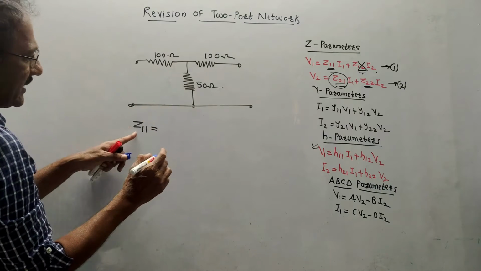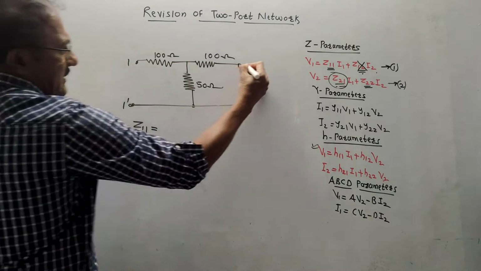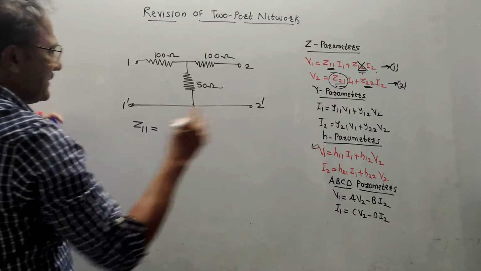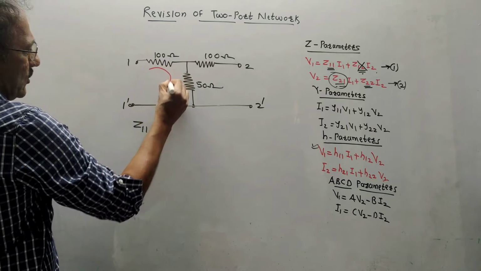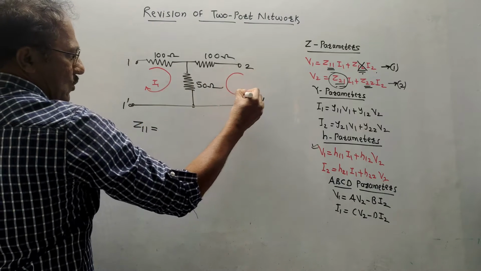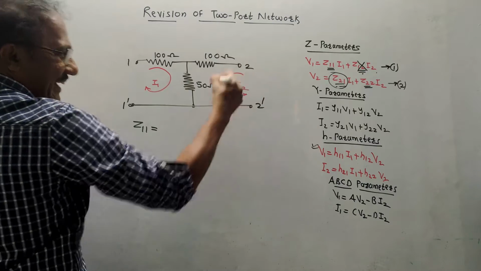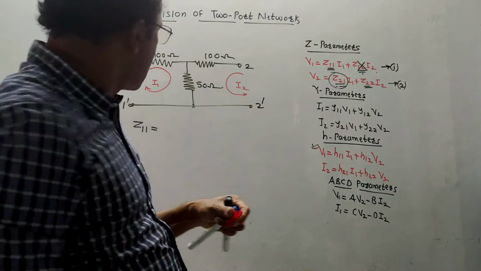Like this, so Z11 is, see, this is terminal 1 dash, this is terminal 2 dash. To make the thing simple, I will mark current. Always and always, input current is denoted by I1. Direction is like this only in this chapter. I2 is output current. Direction is again like this. Stick to these directions. You are not allowed to make changes in the directions.